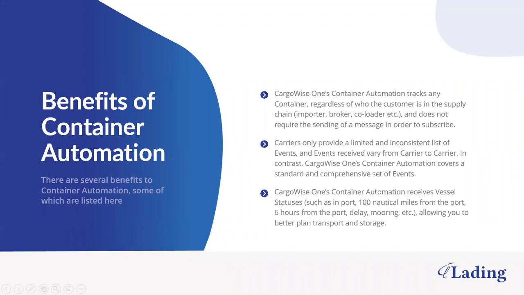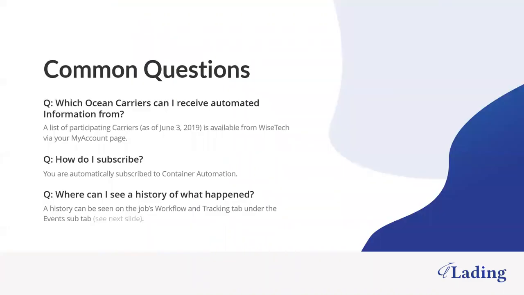So the most common questions that we get about container tracking are the following. Which ocean carriers can you receive automated information from? Go to My Account. There's a list of the participating carriers on the My Account page. How do you subscribe? Well, it's simple. You're automatically subscribed to container automation. There's nothing you need to do.